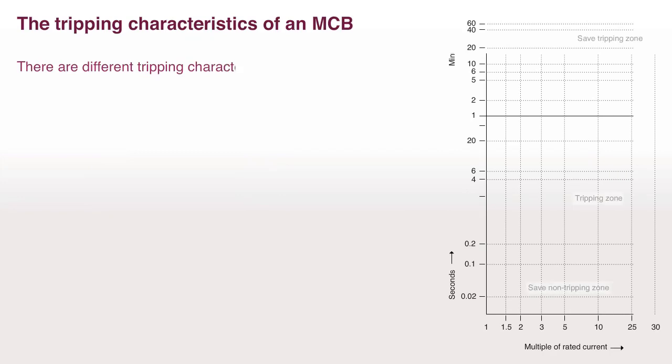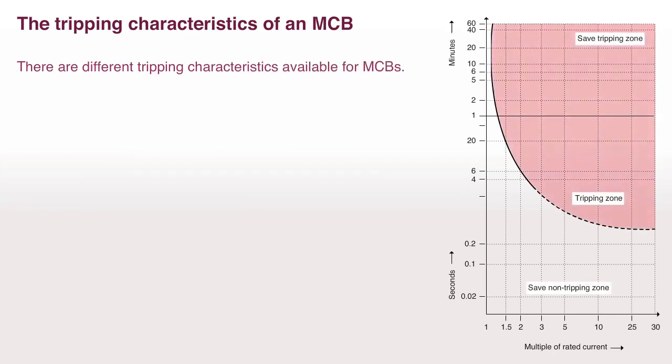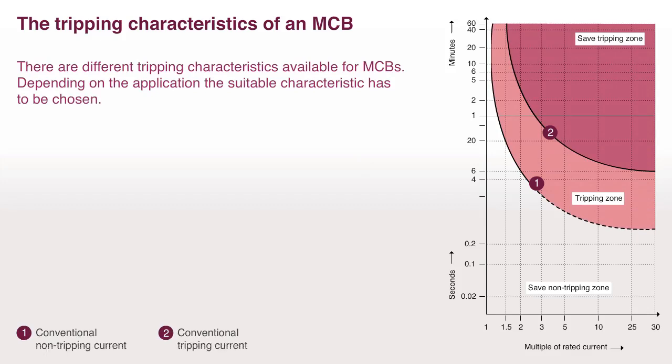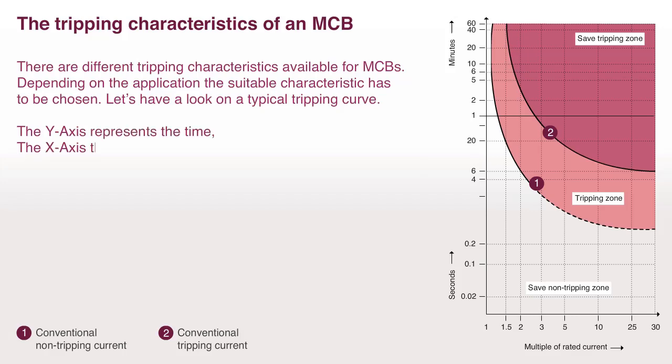The tripping characteristics of an MCB. There are different tripping characteristics available for MCBs. Depending on the application, the suitable characteristic has to be chosen. Let's have a look at a typical tripping curve. The y-axis represents the time, the x-axis the multiples of rated current.